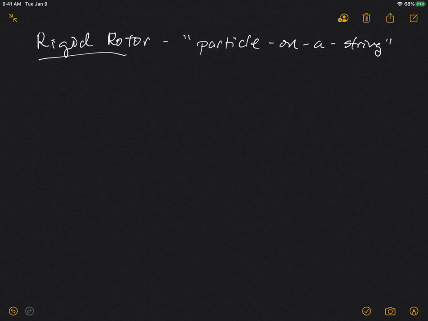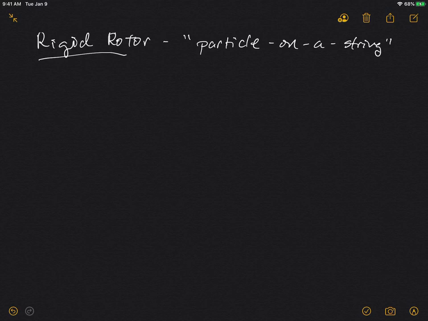The topic of this video is the quantum mechanical rigid rotor, or particle on a string. And I'd like to start by talking a little bit about why we're studying the rigid rotor.